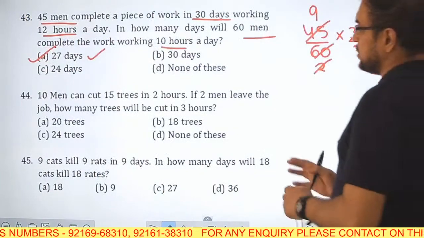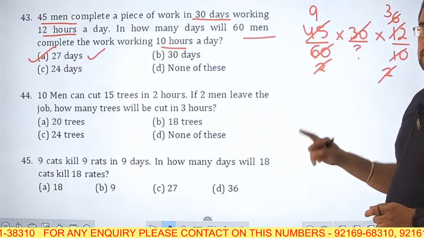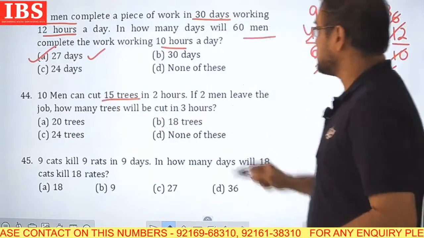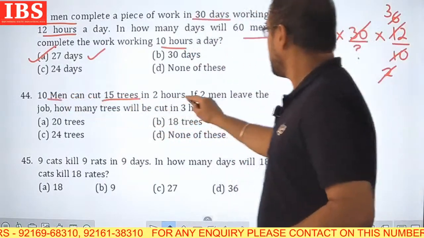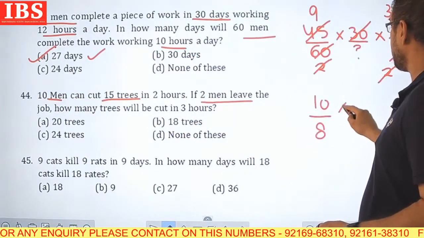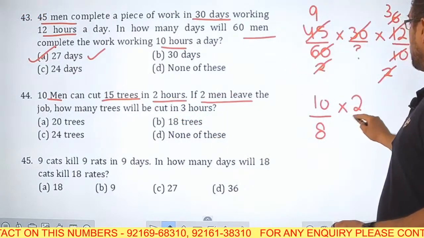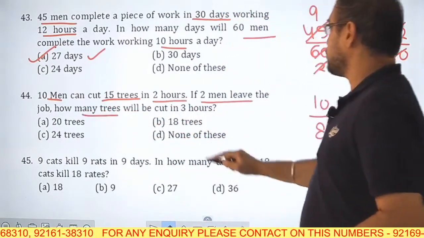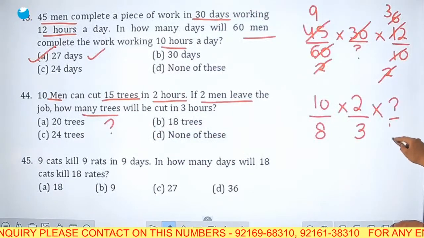Take the ratio carefully because if the work is also given, then we need to invert the ratio of work. Okay. This work is given now. This, let's see. 10 men. If 2 men leave, that means now it is 8 men. Okay. Earlier it was 2 hours. Now it is 3 hours. And how many trees? This is question mark. So we invert. We take question mark upon 15.